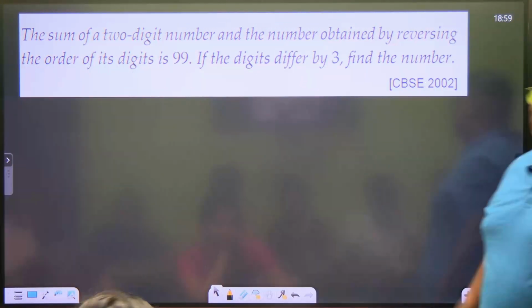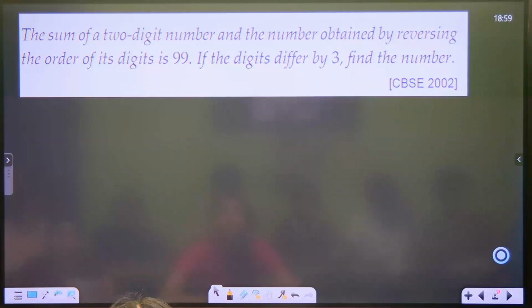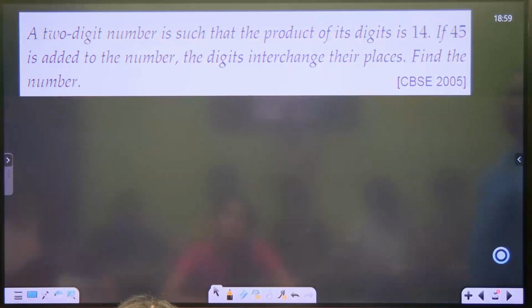We have some numbers, we have some velocity downstream, upstream. Okay. Sum of a 2-digit. This we have done, right? So let's take this. A 2-digit number is such that the product of it. Have we done this? So let's do this one.